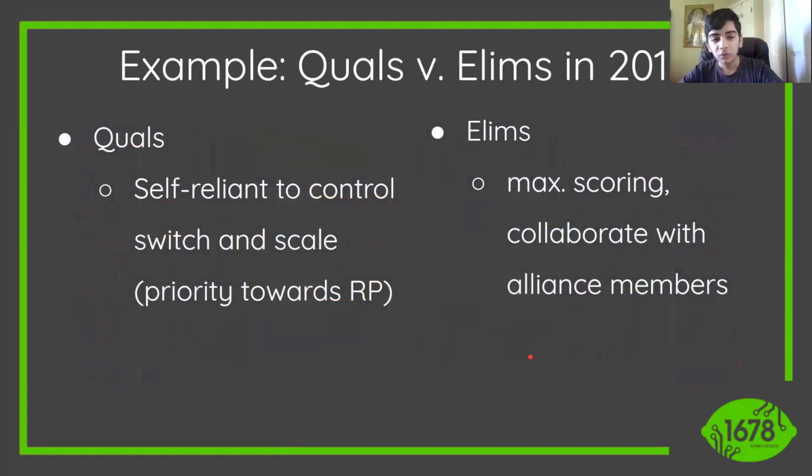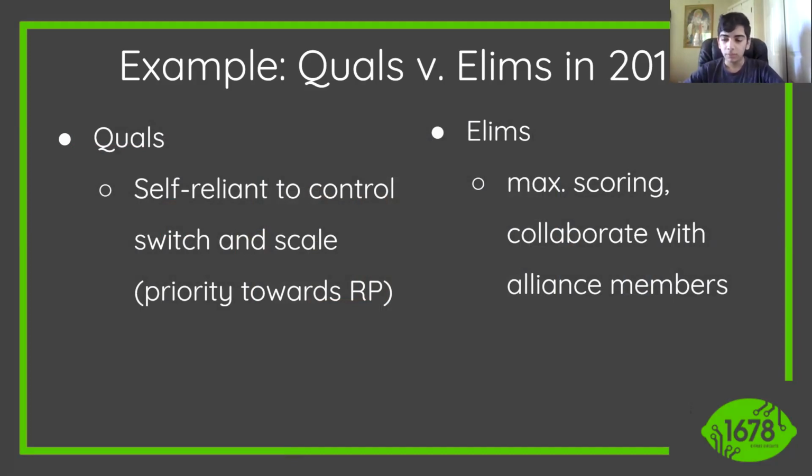So something that we first thought of was that in qualification matches, right, you had to be self-reliant to control the switch and the scale. Now, the reason I talk about this is that in 2018, you would gain a ranking point for having all 3 of your alliance members cross this auto line. You would also get a ranking point for having control of your side of the switch, right? And something else really important to think about is that the way you got started with your auto on controlling the scale was extremely important for the dynamics of the rest of the match.